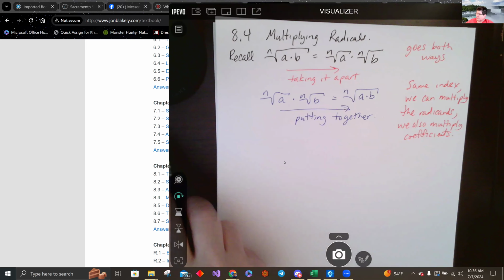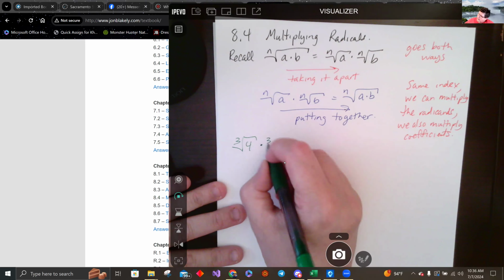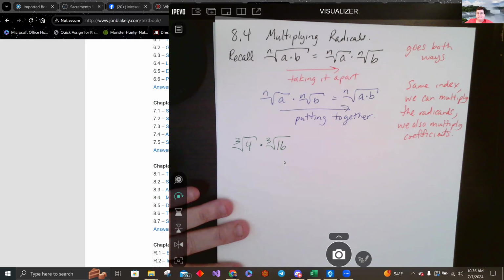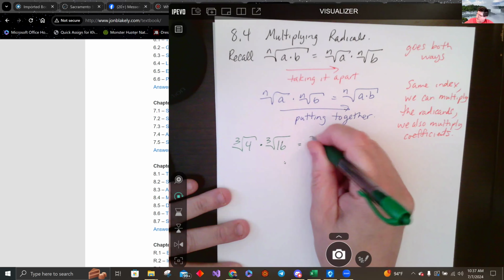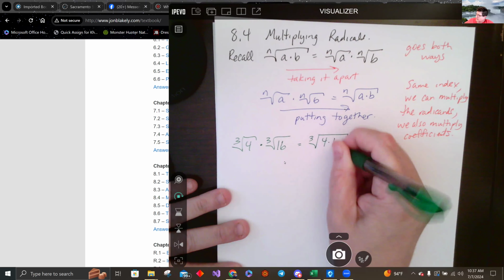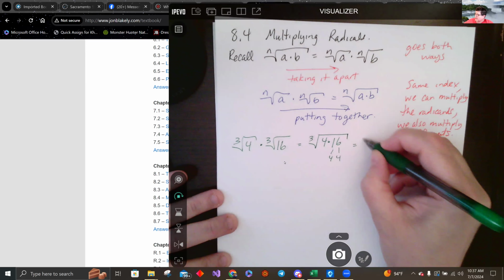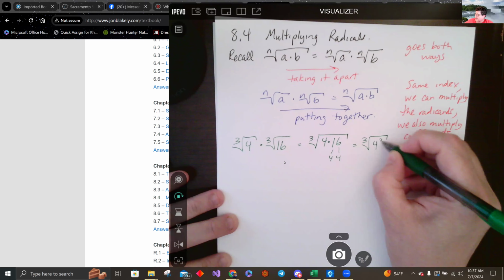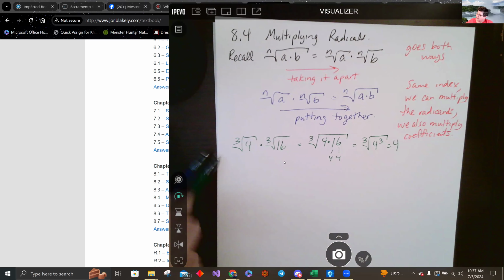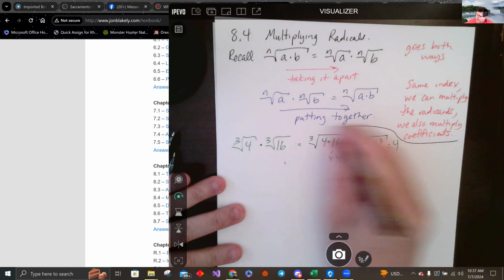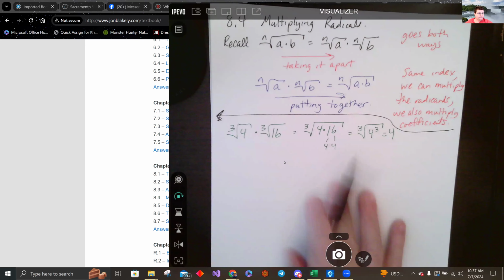Let's do some examples. We've got the cube root of 4 times the cube root of 16. This equals the cube root of 4 times 16. And 16 is 4 times 4. So this is the cube root of 4 cubed. And that's just 4. So sometimes by putting them together, we can get rid of the radical altogether.